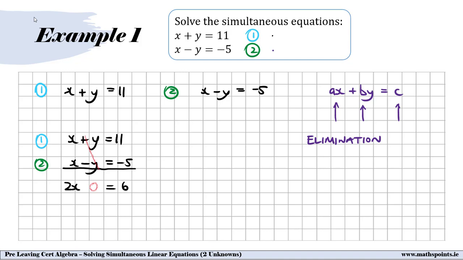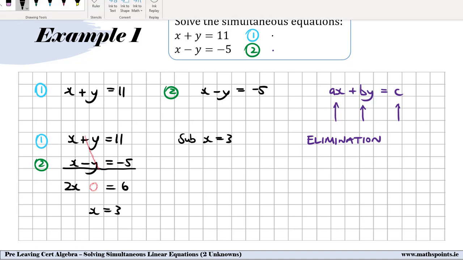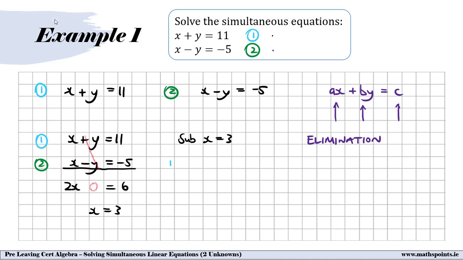So we have a simple linear equation now, 2x equals 6, and if I divide both sides by 2, I get that x is equal to 3. So we can see by eliminating the y variable from the equations, we're able to solve for the x variable. Now that we have the value of the x variable, we're going to sub this back into either equation. So I'm going to sub in x equals 3. I'm just going to sub it into the first equation. It doesn't matter which one we sub it into, we'll get the same answer regardless.